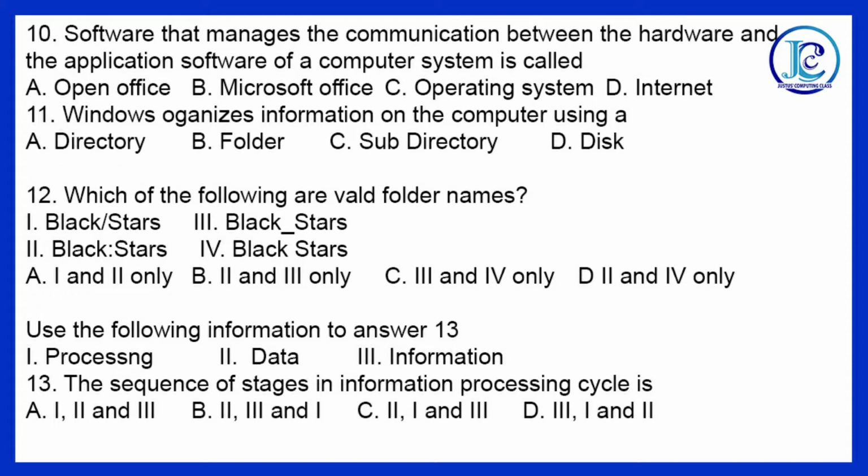Good. Now question 13. Use the following information to answer question 13. The sequence of stages in the information processing cycle is A, I, N, I, B, I, N, I, C, I, N, I, then D, I, N, I. So you can see it on your screen. Just take a look at it and check your answer.